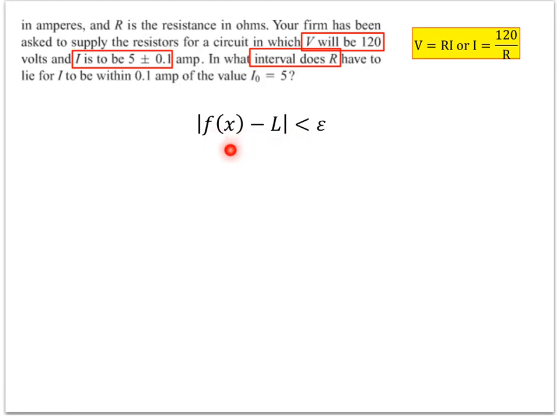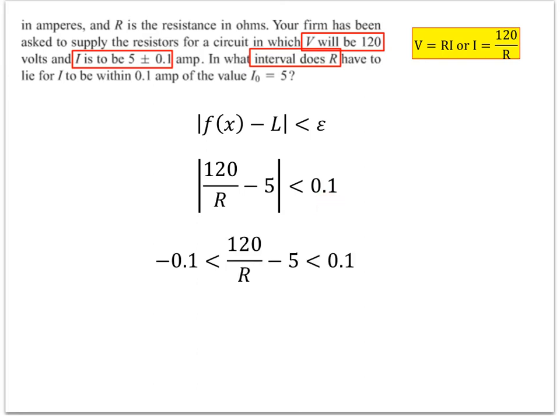So I'm doing the same thing, my f of x minus my limit less than epsilon. I went ahead and put in my V will be 120 here. So I plug this in here, my 120 divided by R. It tells me here my limit. I want to stay within this, well, I want it to be 5, but then my error, I want it to be plus or minus 0.1. So that, to me, was probably the hardest part of the problem. Now we go along our merry way and we do our algebra.